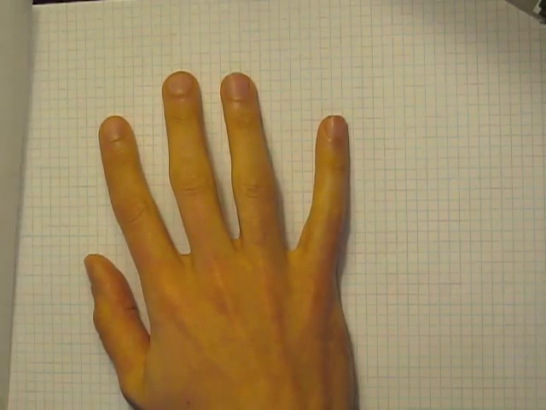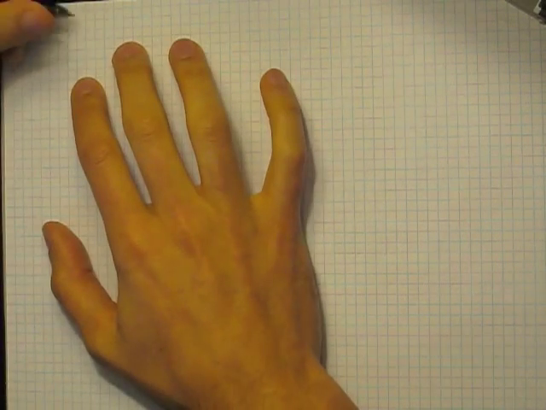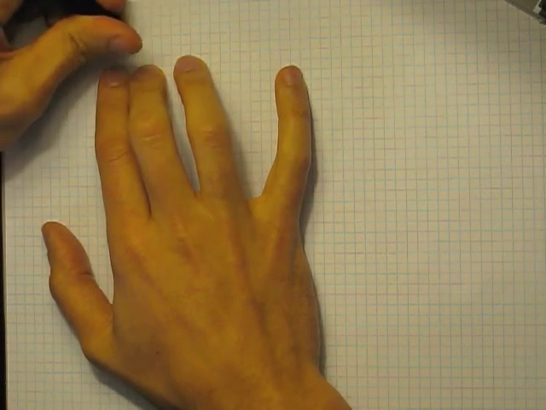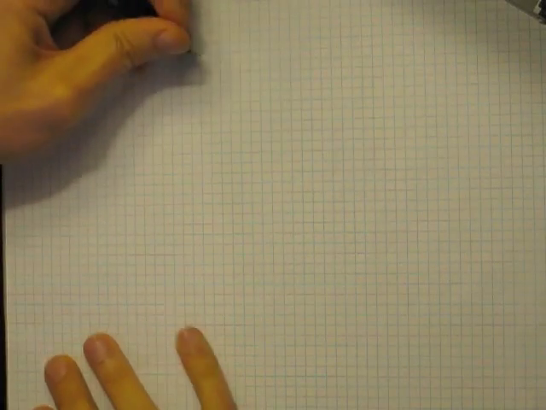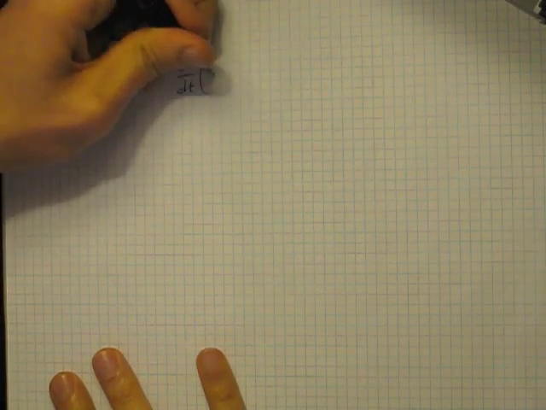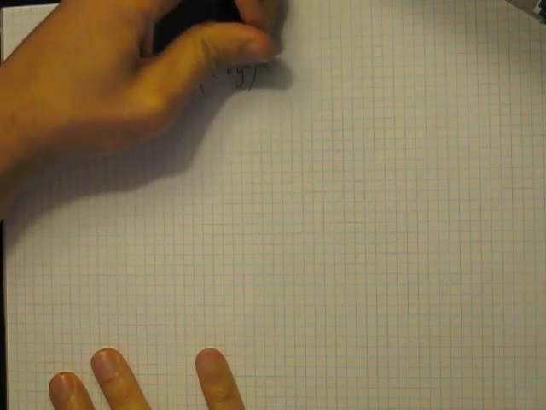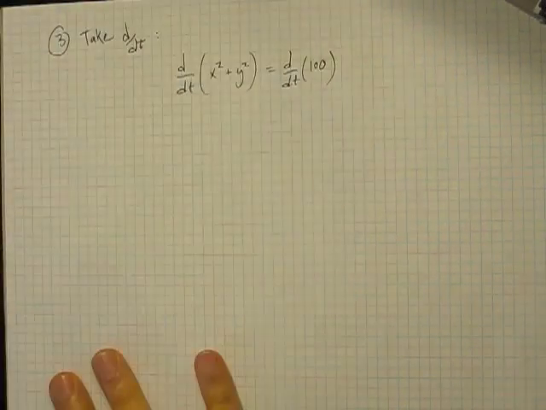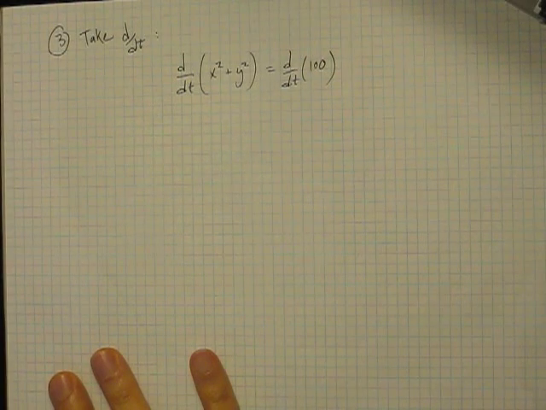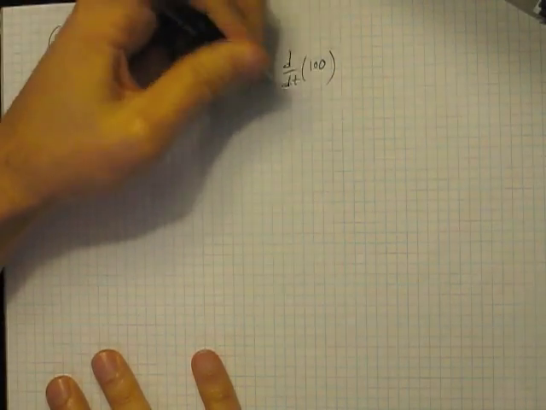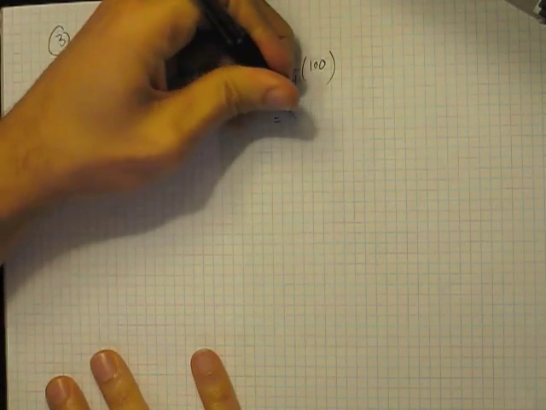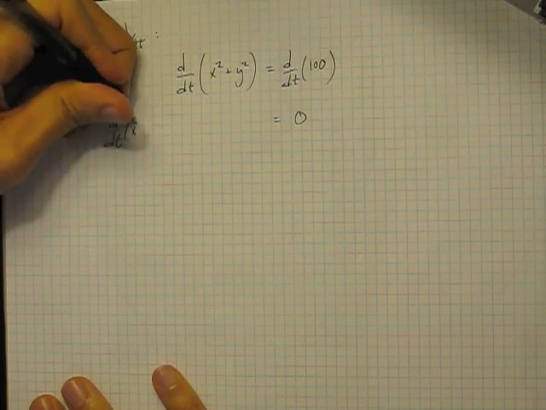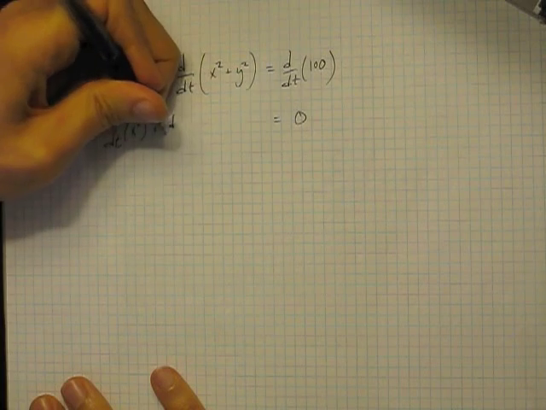Now, our next step was to take the derivative of that. So step 3, take d/dt. Okay, so we have the derivative with respect to t of x squared plus y squared is equal to the derivative with respect to t of 100. Okay, so now, well, one side of this is easy. The derivative of a constant is always equal to 0. And the derivative here, well, this is the derivative of the pieces. So we're taking the derivative of x squared plus the derivative of y squared.